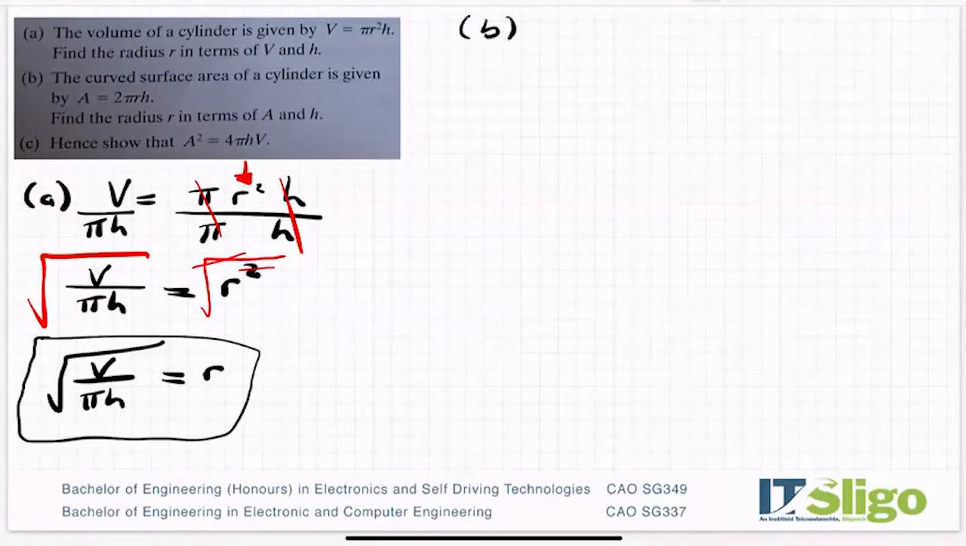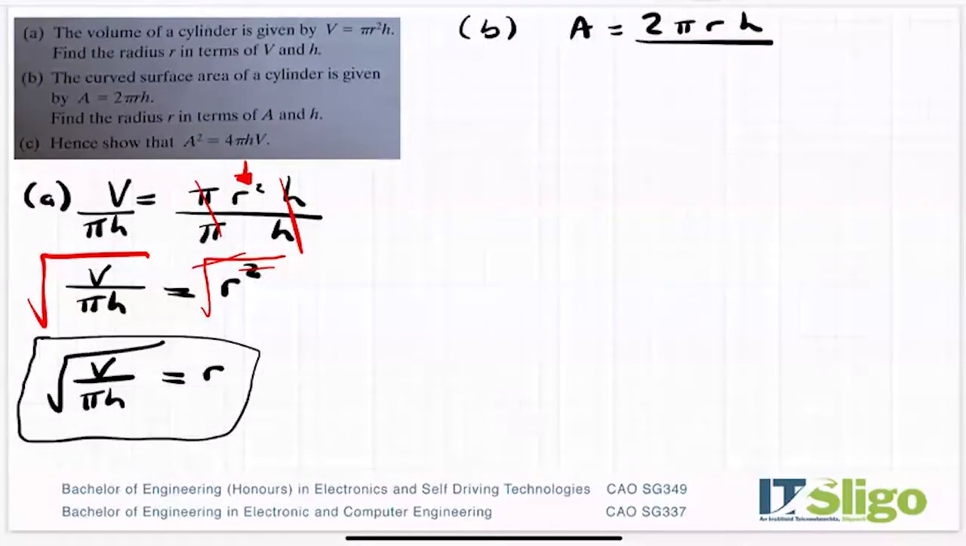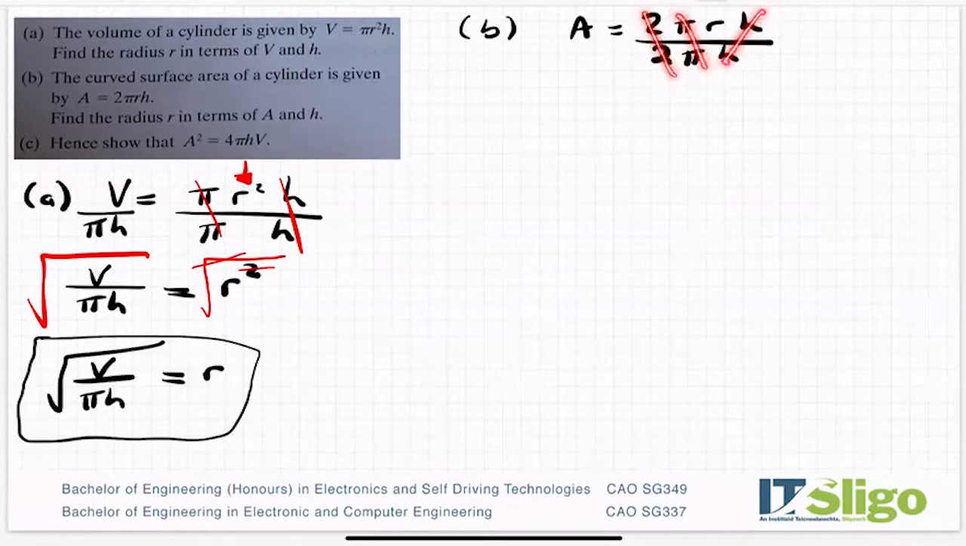The curved surface area is A is equal to 2 pi r h. And again, find the radius r in terms of A and h. So just like before, these are all connected by multiplication. When you have all these letters butted up against each other with no sign in between them, that means multiply, whether that's numbers or letters. I'm dividing by 2 and the pi and the h, and you can see that's going to leave just my r for me. What I do to one side, I do to the other.